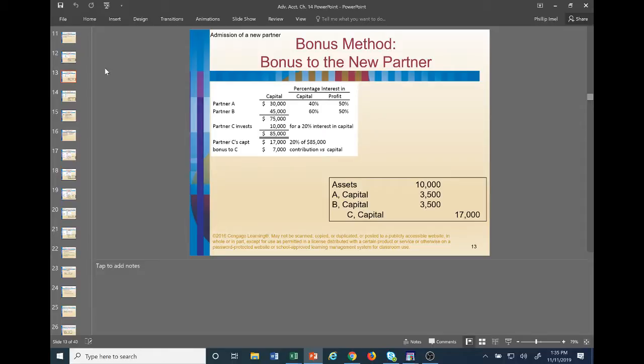Partner C's admission is recorded by the following entry. We'll debit assets of $10,000, debit capital for partners A and B at $3,500 each, and credit the capital for Partner C at $17,000.